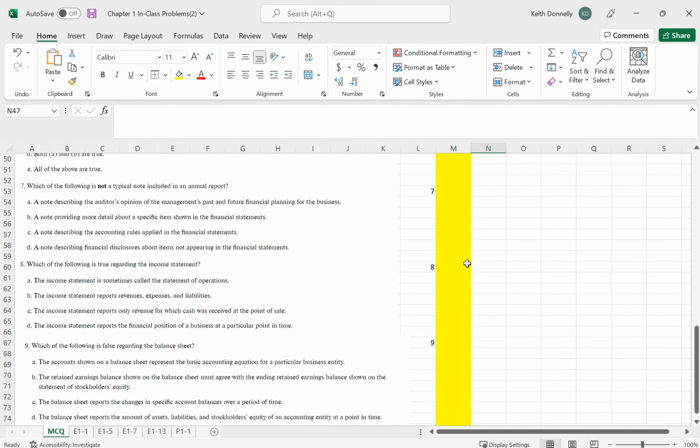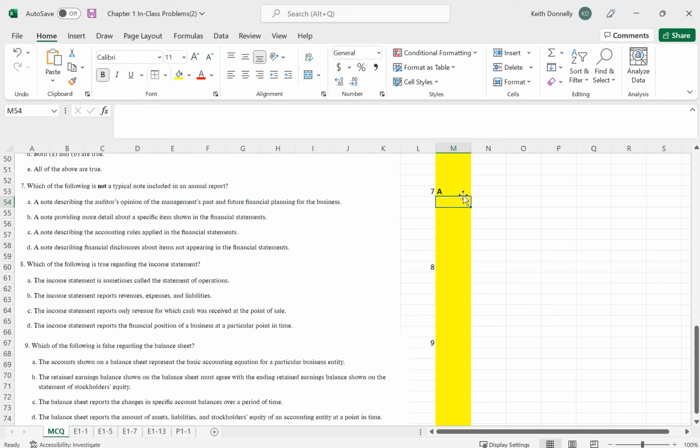Question 7 says, which of the following is not a type of note you would see in the annual report? So the annual report's like the end of the year financial statements. This one's going to be A. So if A is false, let's look at the other ones to see why they're true.